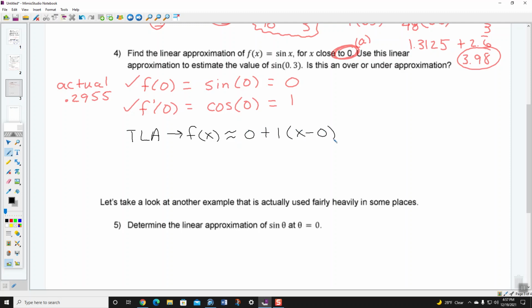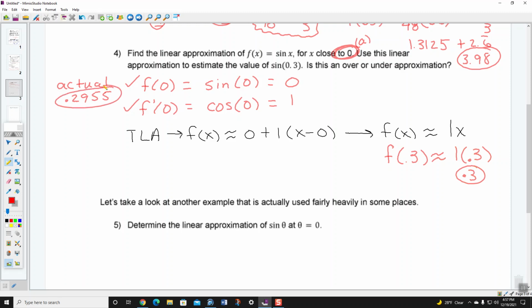Now my friends, simplifying this is pretty darn easy. This just simply becomes f of x is approximately 1x. Okay? And as that's our tangent line approximation, we'll use that tangent line approximation now to estimate what the sine of 0.3 would have been. So we would be kind of looking for f of 0.3 by tangent line approximation. That's like 1 times 0.3. Ooh, we could be here a while for me to try and figure that out. But I got 0.3. And again, 0.3. And the actual 0.2955, guess what, my friends? This is an overestimate.